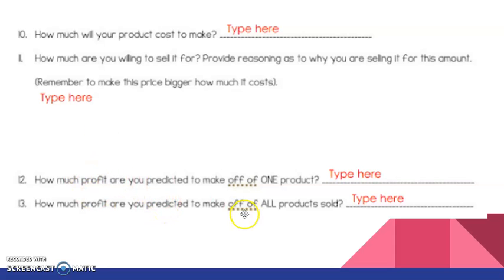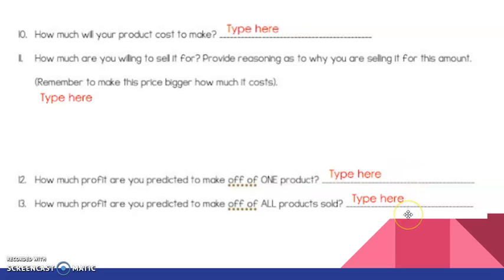To figure out the profit that you're predicted to make off of one product, you are going to subtract how much it costs to make one from how much you're going to sell one. So again, if I'm selling something for $120 and it costs $50 to make it, then I'm going to get $70 as my profit for one product.